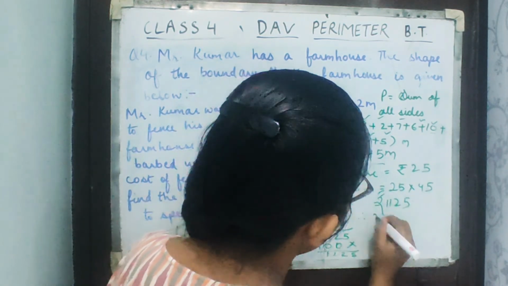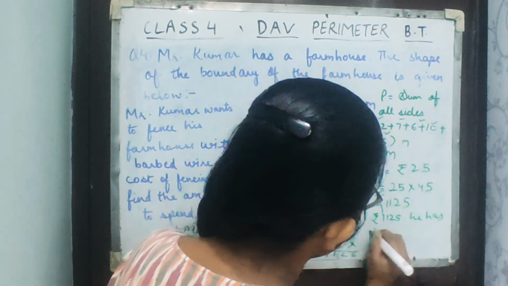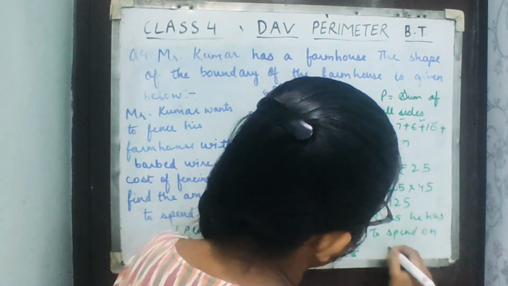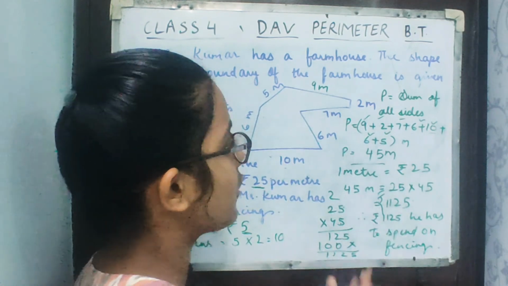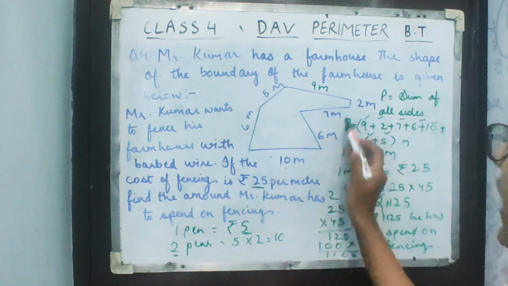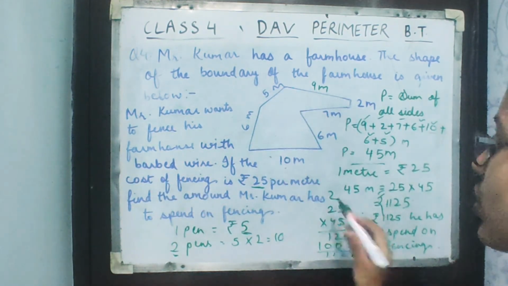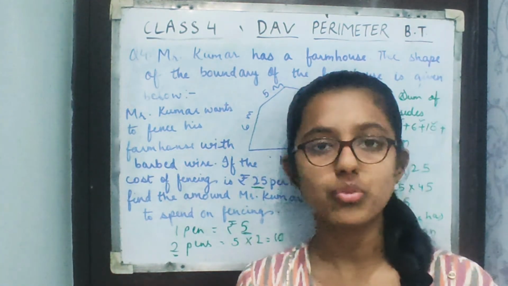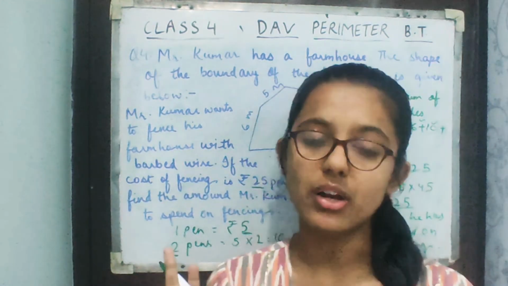So therefore, rupees 1125 he has to spend on fencing. That means 1125 rupees will be the amount he has to spend to put barbed wire in this farmhouse. Okay, to fence this farmhouse he needs a total sum of money as 1125 rupees. Okay, so we have completed our question number 4.